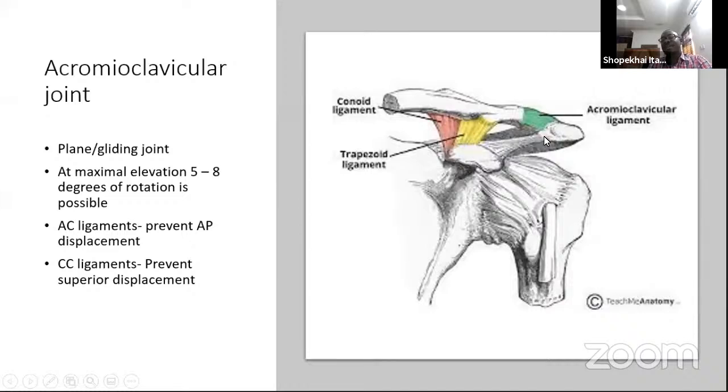Therefore, when we have AC joint injuries, which the Rockwood classification 1 to 6 describes, you will have disruption of the acromioclavicular ligaments as well as the coracoclavicular ligaments. And the various disruptions give rise to the various classifications of AC joint disruption by Rockwood. So it's pretty easy to remember that the AC ligaments prevent anterior-posterior displacement, while the CC ligaments prevent the superior migration of the clavicle.